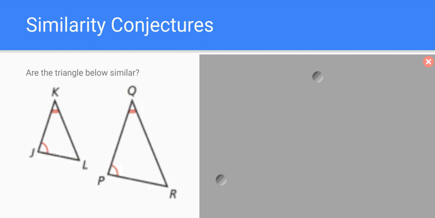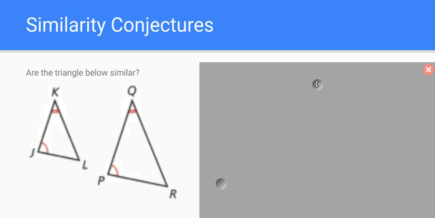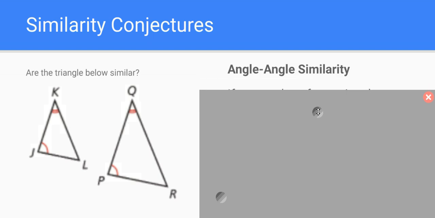So you want to really be careful what you're trying to say when you're using these, because some of them do overlap. When we're looking at this one here, we've got a statement about two angles, which in reality we have a statement about three angles, because we have to know that L and R are also congruent if the other two are. And the question is, is it similar? If I was asking, are they congruent, you wouldn't have enough information. But since I'm asking, are they similar, we can say yes, they are, because of angle-angle similarity.